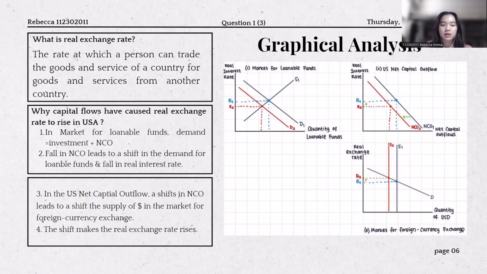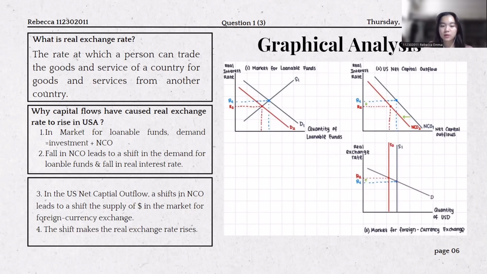Now, if we want to analyze the real exchange rate, I will use three different graphs. First, the market for loanable funds, the graph for net capital outflow, and the market for foreign exchange. In the market for loanable funds, here we have the demand and supply curves. The supply curve is based on national savings equals investment plus net exports, and the demand curve is from investment plus net capital outflow. A decrease in investment could shift the demand curve to the left, which results in a lower interest rate.